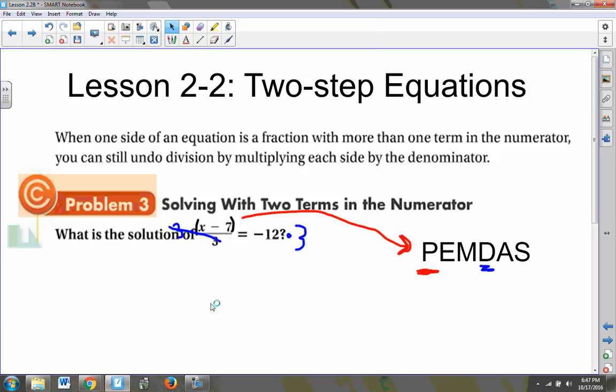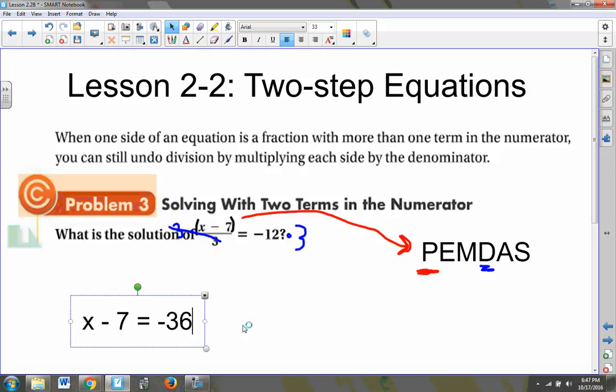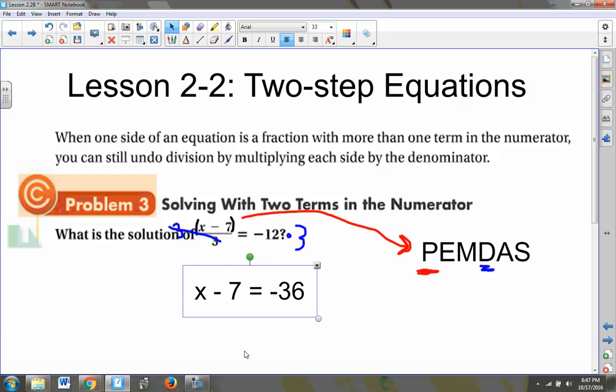Okay, and what I end up with is just canceling out the denominator of that fraction, and I'm just left with x minus 7 on that side, right? And it equals, now the other side I have to do negative 12 multiplied by 3. Negative 12 times 3 gives me negative 36. So my equation now says x minus 7 equals negative 36.